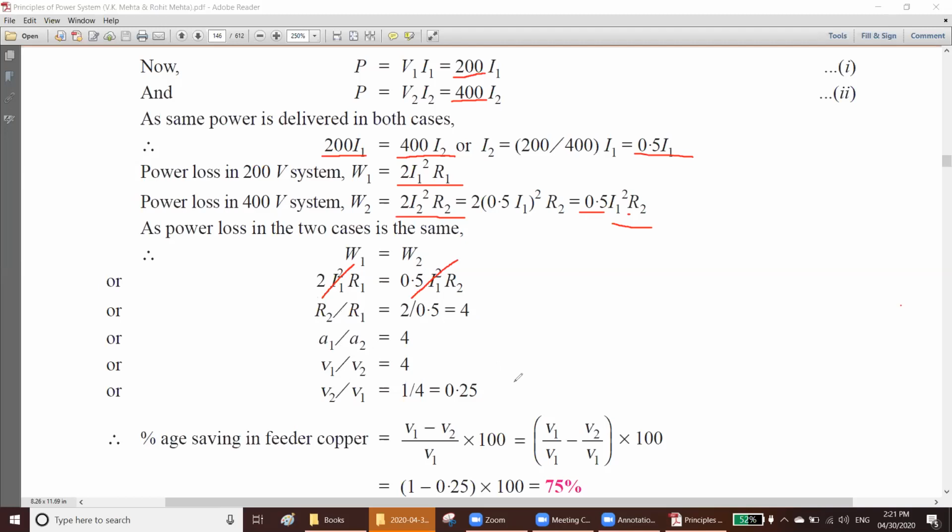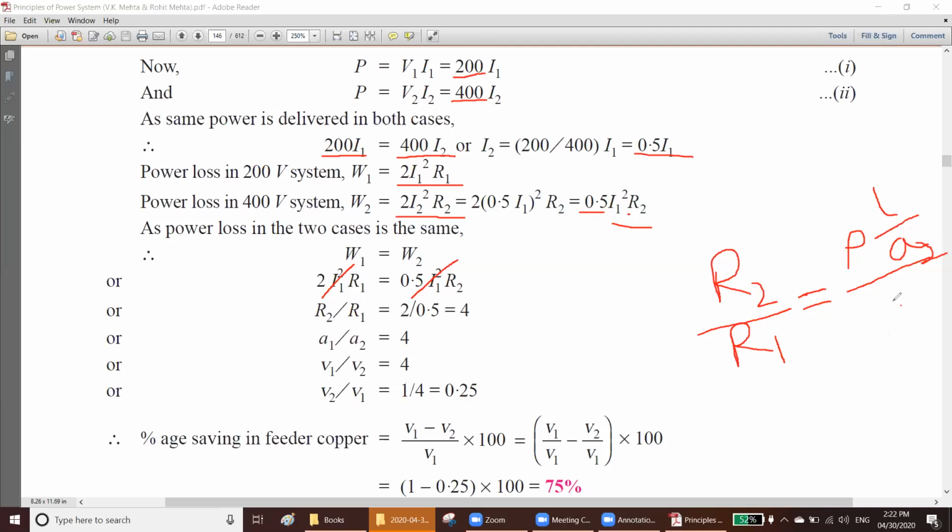How did we get that? Remember, here you have R2, here you have R1, right? Now if you just put the formula of R2 and R1 like this. What is R? R is actually rho L by A, right? Now for R2 it is A2.